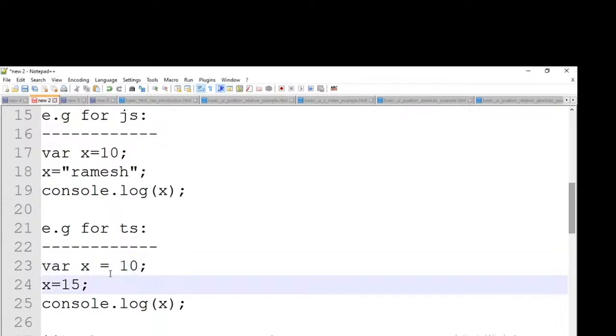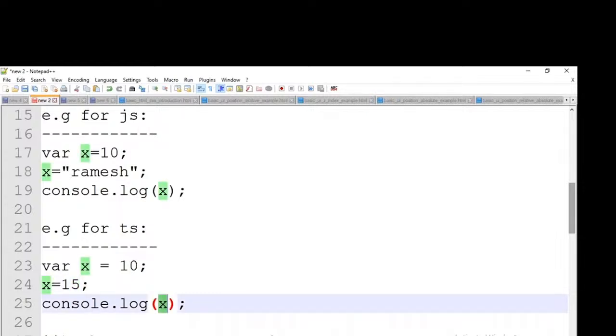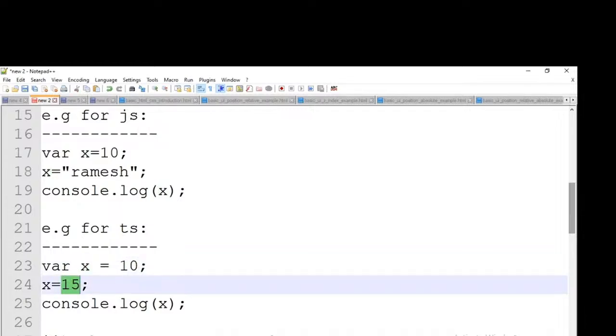So x is 10 and x is 15. What is the latest value? Number 15. So x value will be number 15 only. Here data is number, here also data is number. So the data type is matching, and it will focus on the latest value only.